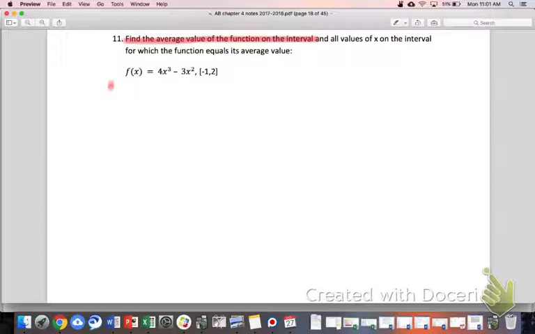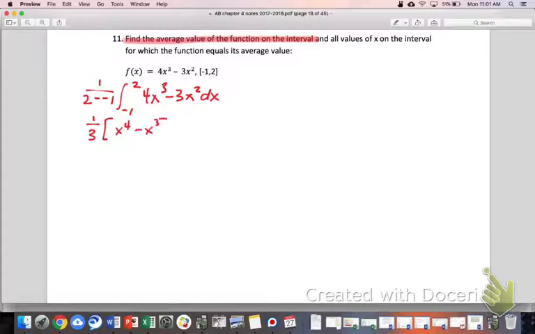Like this: 1 over 2 minus negative 1 times the integral from negative 1 to 2 of 4x cubed minus 3x squared dx. Is that what you guys had? Okay, so as you proceed through here, you get 1/3, and then the antiderivatives are going to be x to the 4th minus x cubed. This is evaluated from negative 1 to 2.